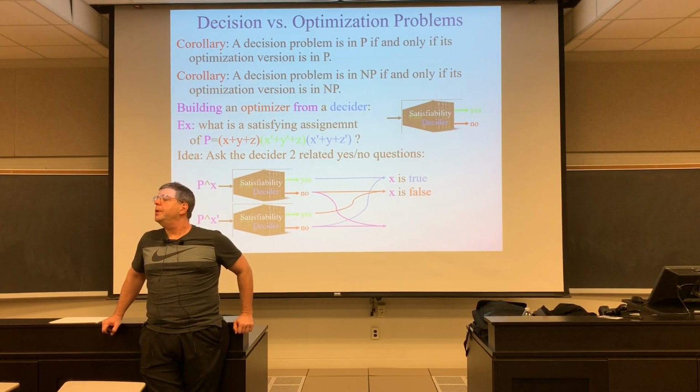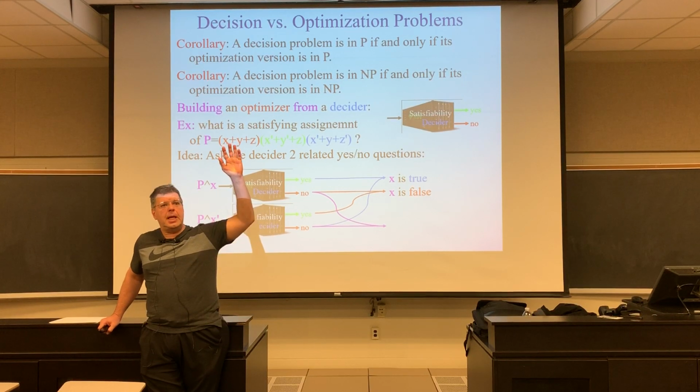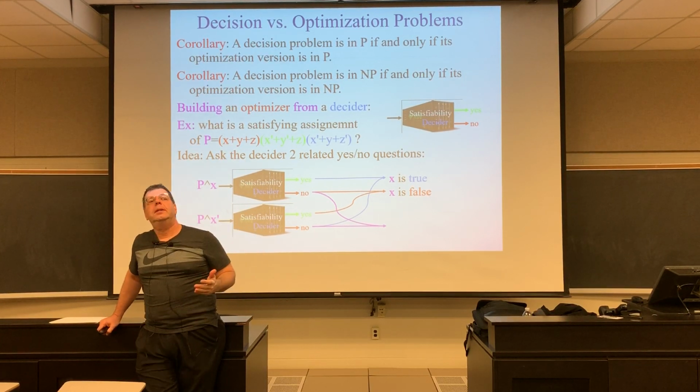from the decider? What does that tell you? What do you mean by wrong? It can't be correct. P can't be satisfiable if both P and X is not satisfiable and P and X not is also not satisfiable. That's a logical contradiction. How many understand that?